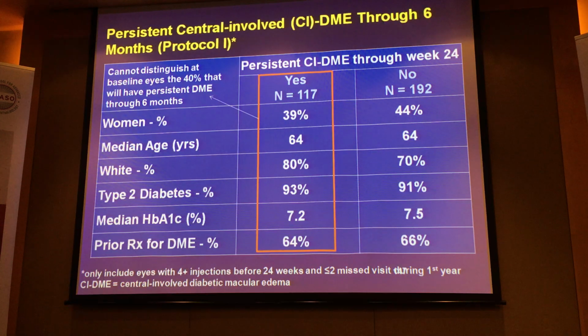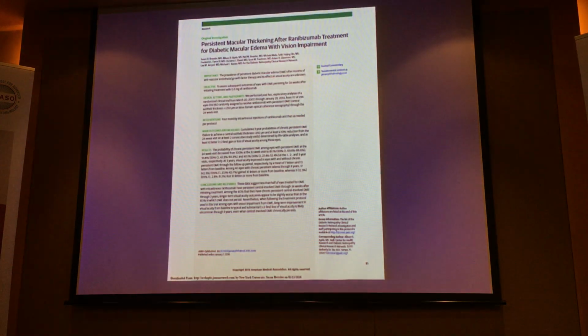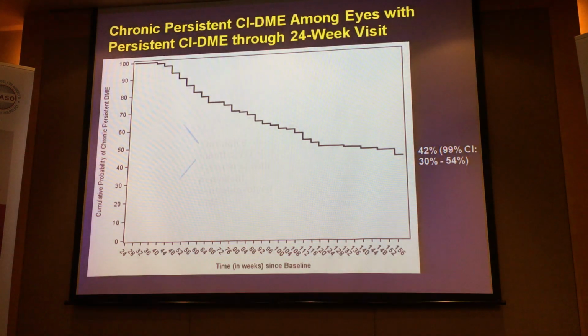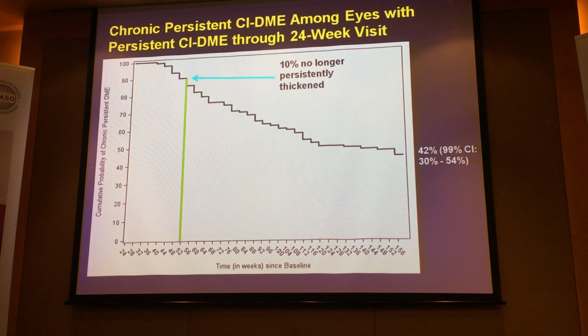Why? Because if you look at protocol I, this was those who had persistent edema at 6 months. The visual acuity did not suffer from persistent macular edema. And what happens after that is some of them had resolution of edema. Did Professor Bressler show you this? He did. Okay, so I won't go too long.